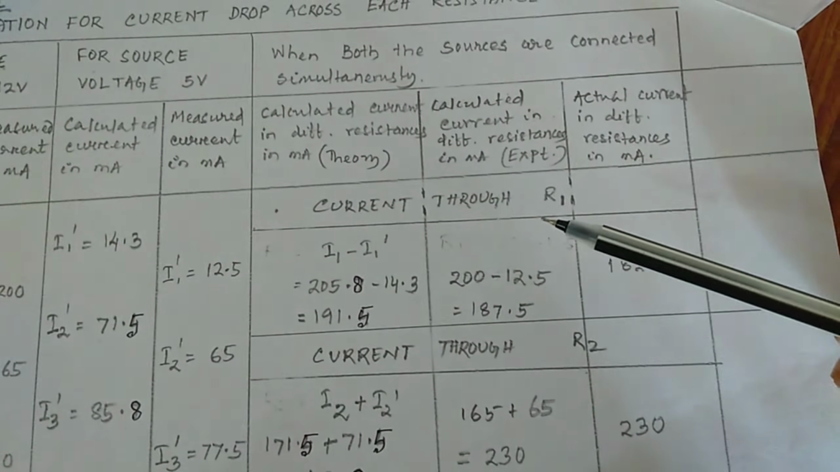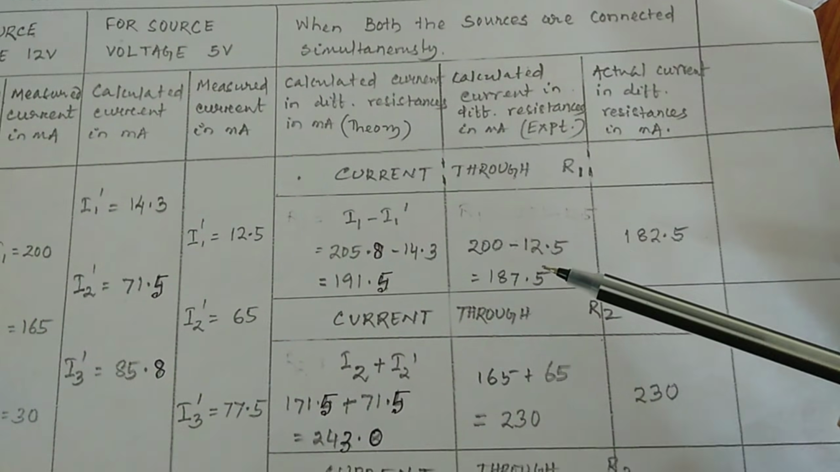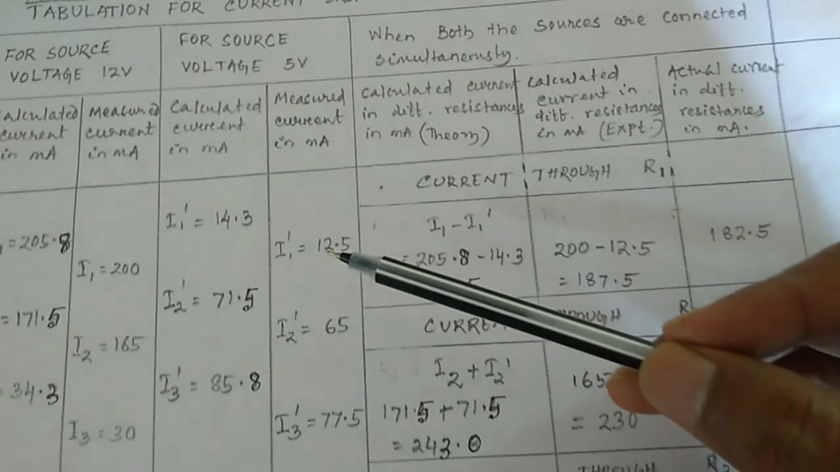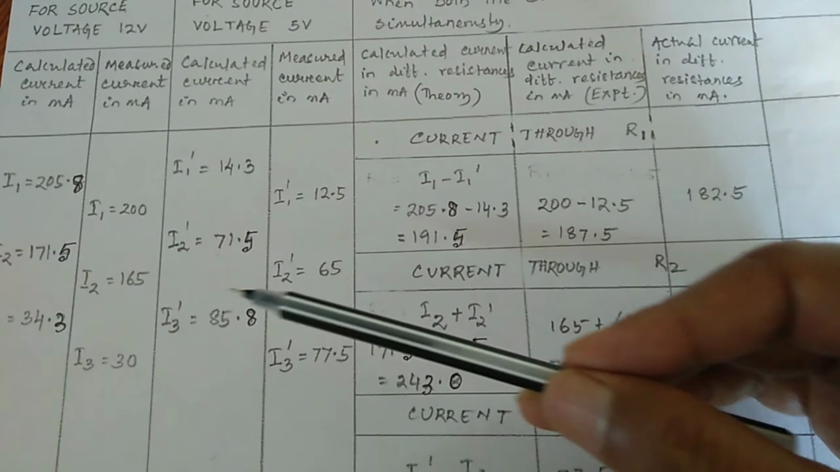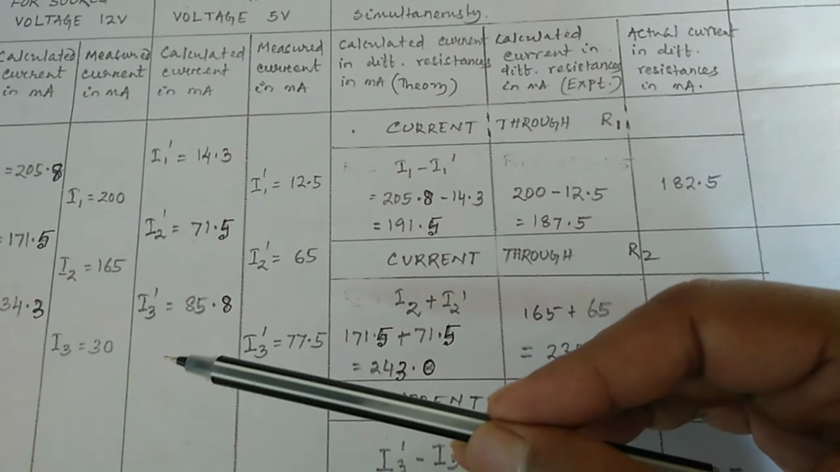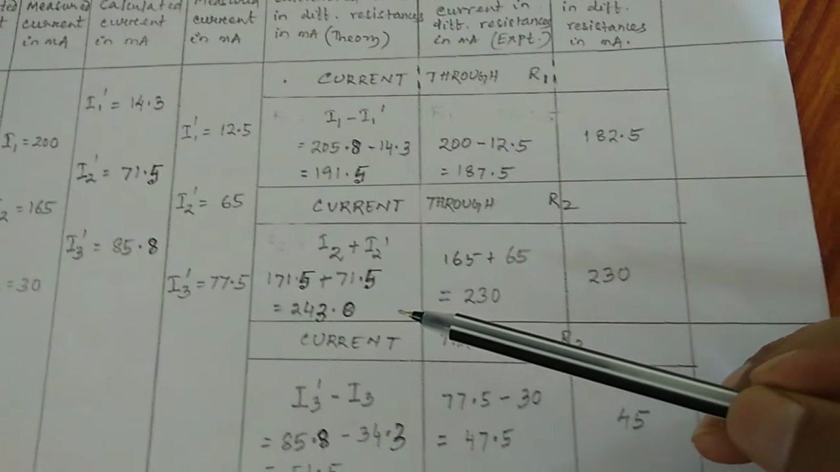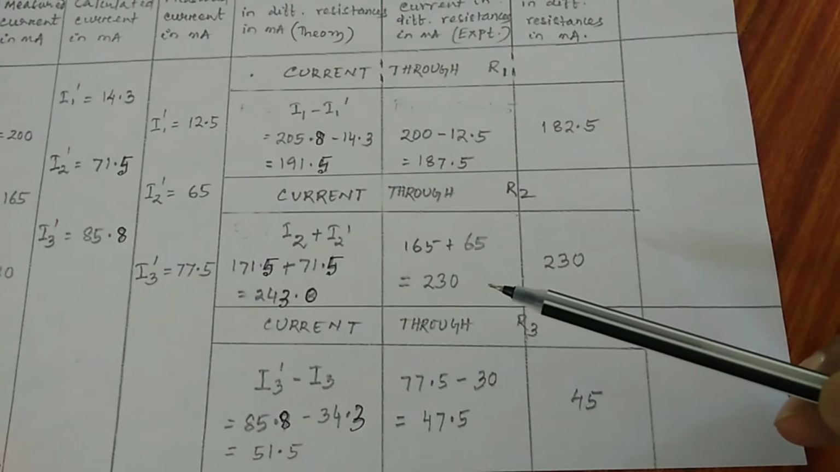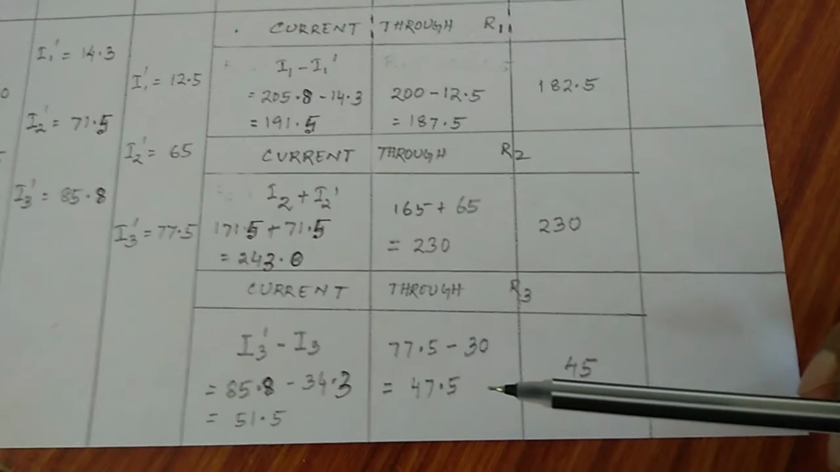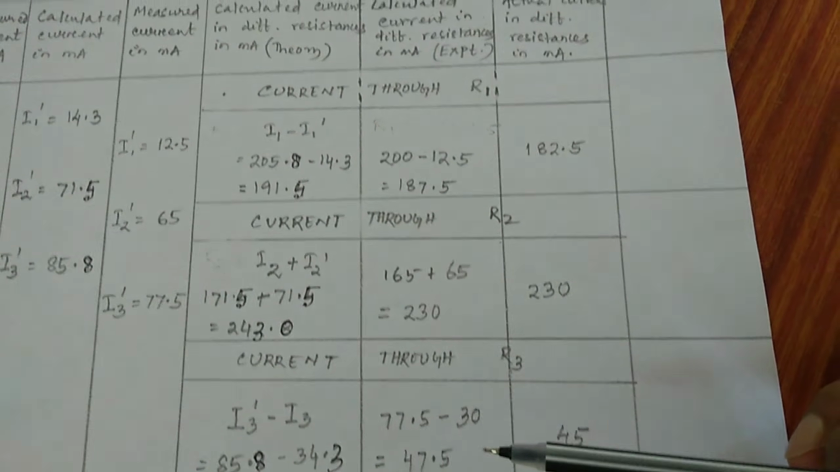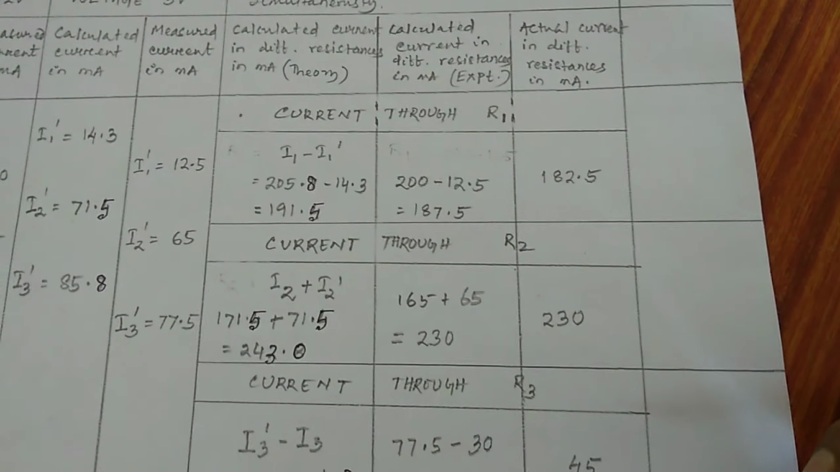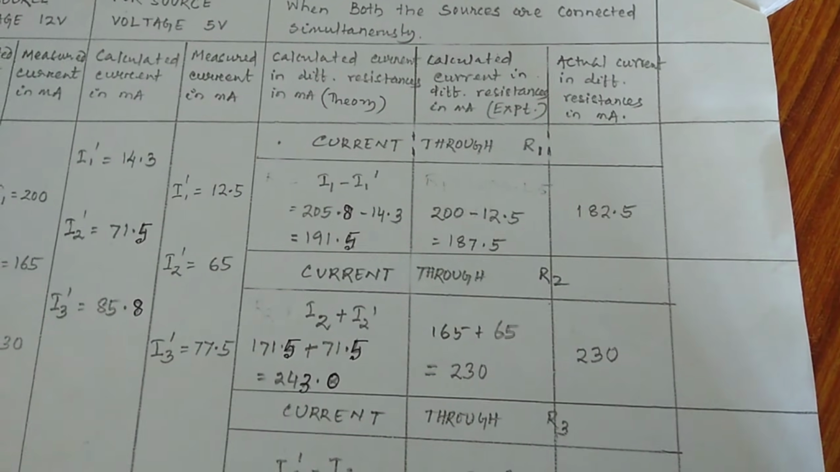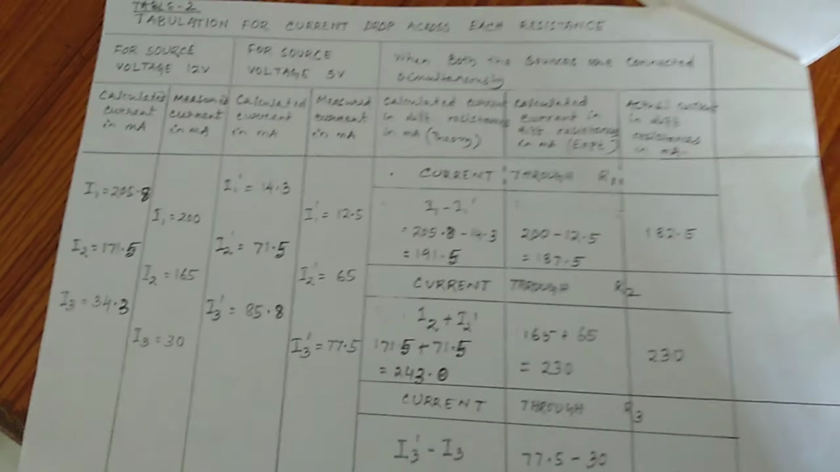So from this table you can prove the superposition theorem: if you measure the current independently using the 12 volt source and the 5 volt source, that will be equal to the current when you measure using the two voltage sources together, the 12 volt source and the 5 volt source. So this is the table from the experimental results I have got. So you do it carefully.